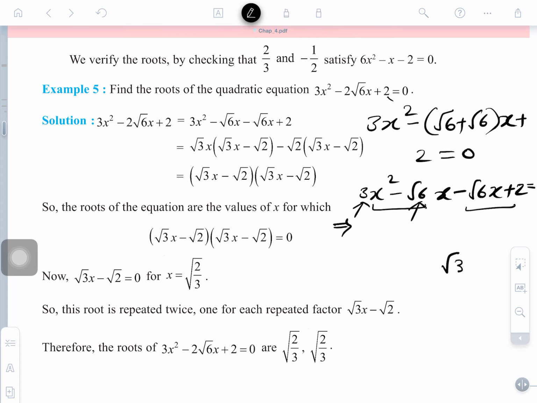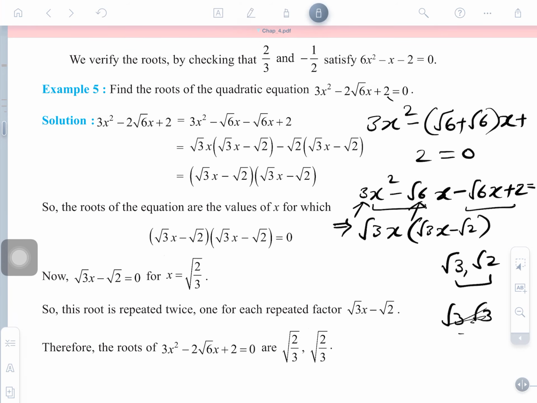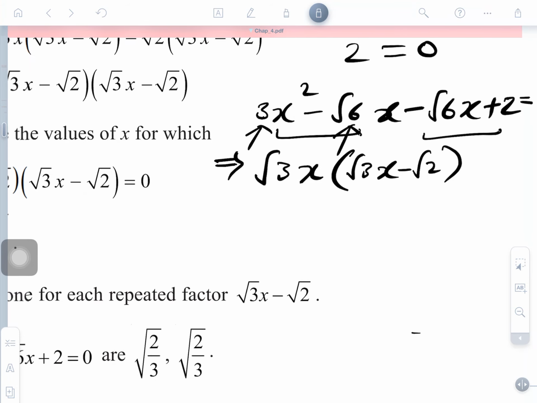So root 6 is made up of root 3 and root 2, and 3 can have here root 3, 2 times root 3 this can have. So 1 time root 3 common, and x is also common in them. So this can be written root 3x, and what is left inside the bracket? It's root 3 and x only, and minus root 2 is there also. Clear? Well understood here? So what further can be done here?